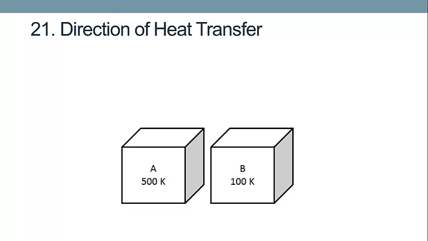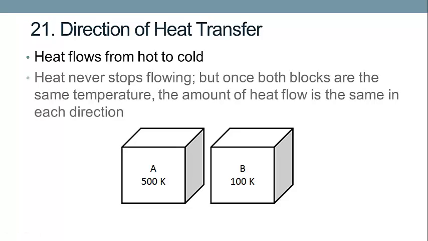Show the direction of heat transfer for the picture below. What happens to the temperature of each block? So heat will flow from hot to cold, and the heat is never going to stop flowing, but once the 2 blocks are at the same temperature, the amount of heat flow is the same in each direction.